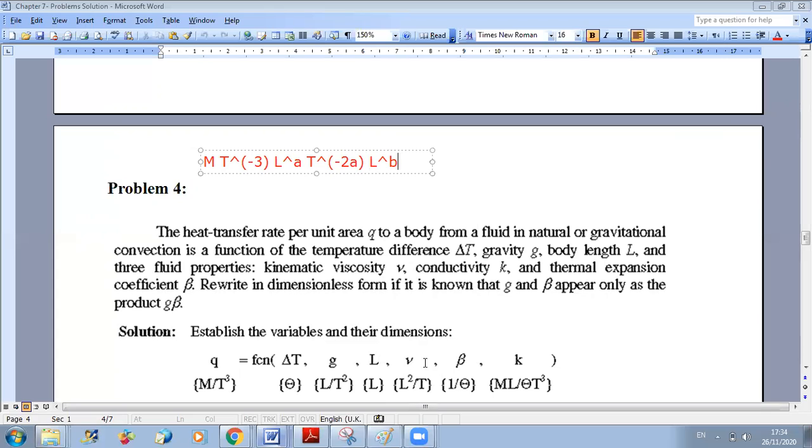For mu, I will take it to the power C, and it is L to the power 2C, and it's over T, so times T to the power minus C. And then for beta, I will consider it to the power D, so times theta to the power minus D, equals M0 L0. So I put them here.